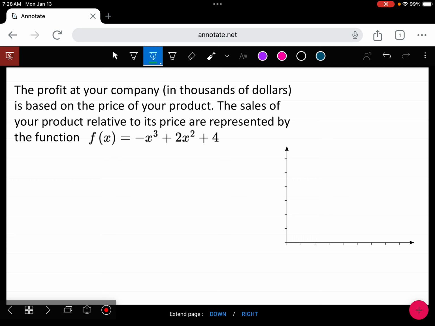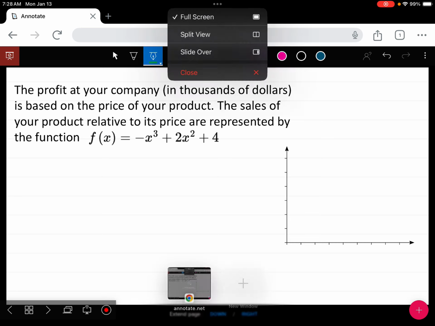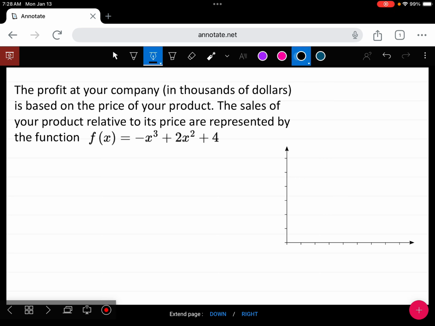All right. So we've got here that you are in business. Woohoo! We love a business queen. And the profit in your company is based on the price of your product. Sales of your product are represented by this equation. So when we're looking at those graphs I just gave you, why did I only give you a portion of a graph? Why didn't I give you a graph that had the whole, like this shape thing?